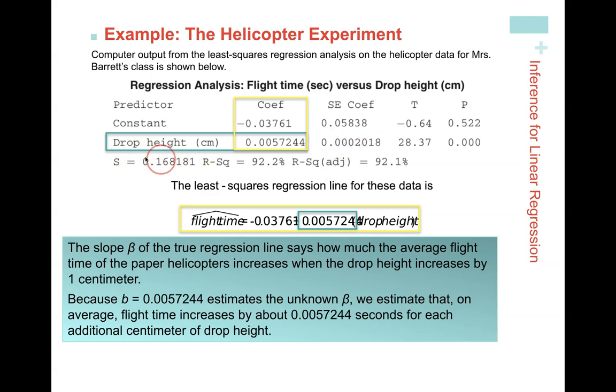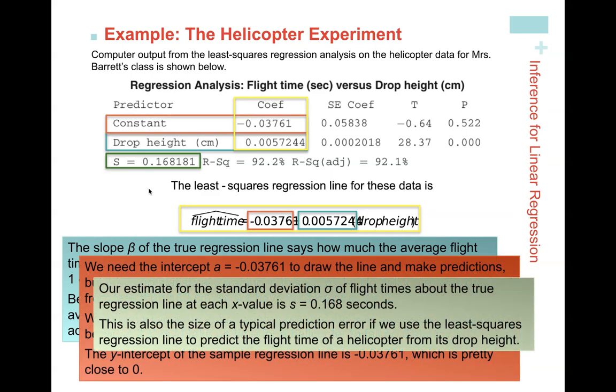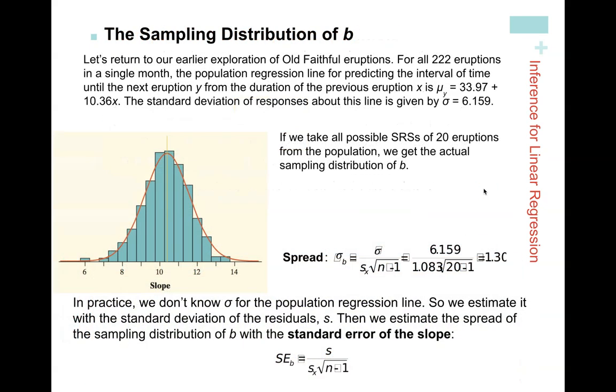And then this number is important also, this S. This is the standard deviation of the residuals. And recall that we use S to estimate sigma, since we're not going to know what the true standard deviation is in the population of all of the y variables. So this we do definitely use. So here's our least squares regression line for these data. This is our sample regression line. Predicted flight time is equal to, there's your y-intercept, your a, plus there's your b, your sample slope, and then there's your x variable.